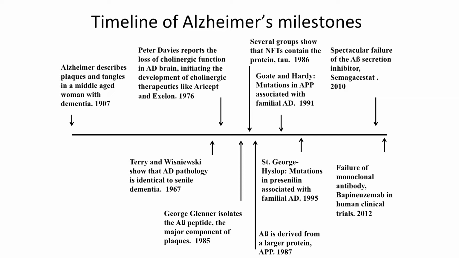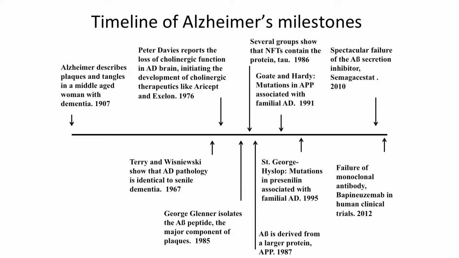And this is associated with the vast majority of inherited forms of the disease. So it's mutations in presenilin that are most commonly found in inherited forms of the disease. Subsequent work then showed that these mutations work because presenilin is what proteolytically processes this larger APP to the A beta peptide.